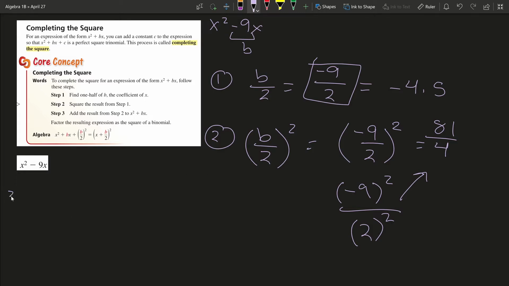Let's do our step 3 now. And remember, step 3 is to add the result from step 2 back to the original equation, right? We're going to add it back now. So we have x squared minus 9x plus 81 over 4. Alright, so now we're going to factor this. And this is when you'll really want to use this. It'll be a little difficult to factor it otherwise. So notice that we got to figure out what our b over 2 is, because that's going to be our final answer. B over 2 is negative 9 over 2, so we can use that to our advantage. So now we have x plus b over 2, negative 9 over 2.